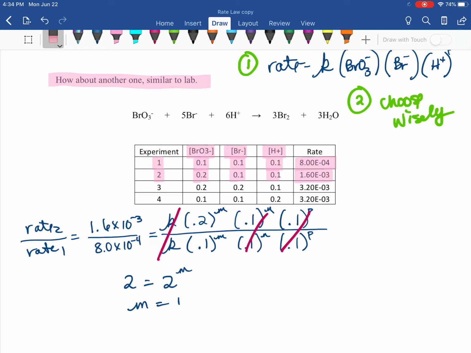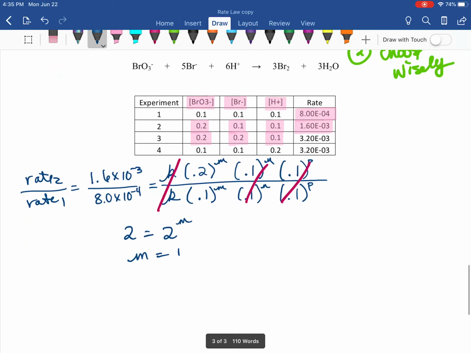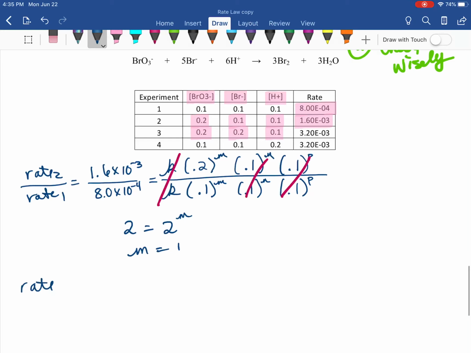Let's choose wisely again. So we've already solved for that first exponent. Let's choose again. How do we solve for bromide? Well, we're going to look for these two stayed the same. These two stayed the same. But our bromide is the only one that changed. So let's go ahead and compare that. And let's compare rate 3 to rate 2. I love it. So let's take our 3.2 over our 1.6.